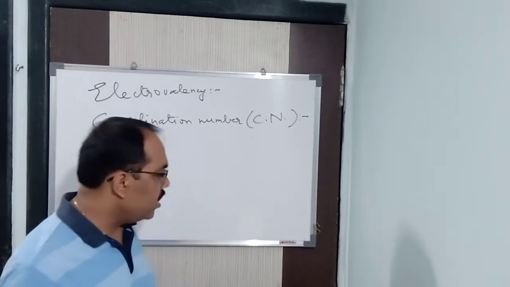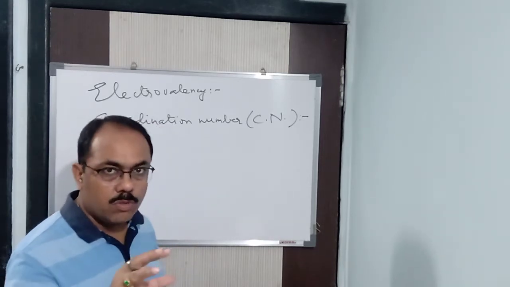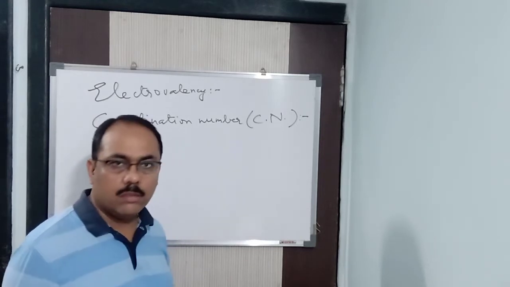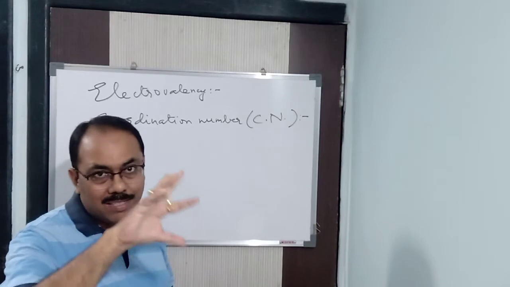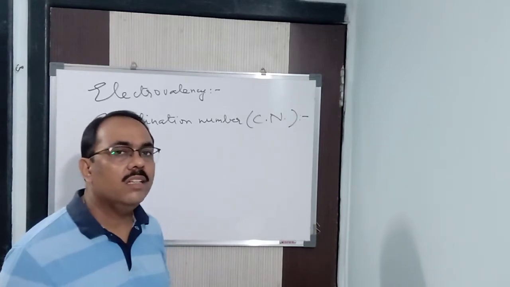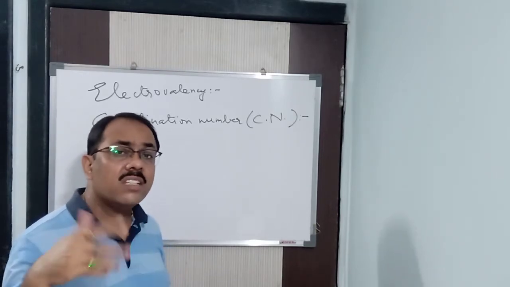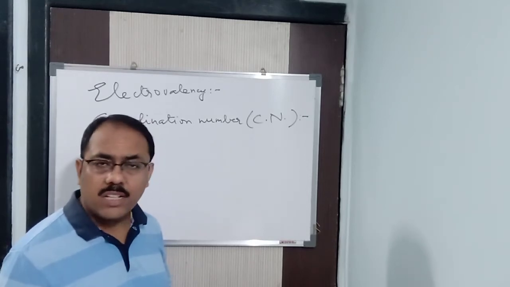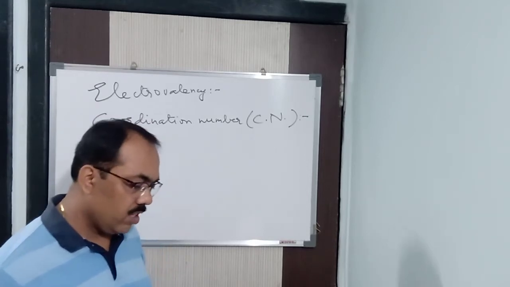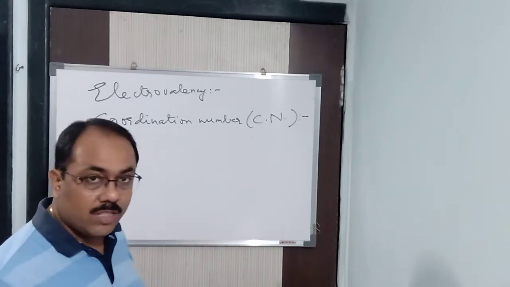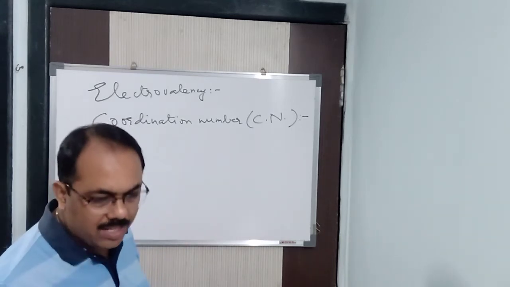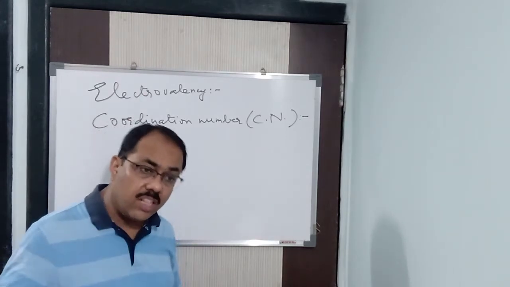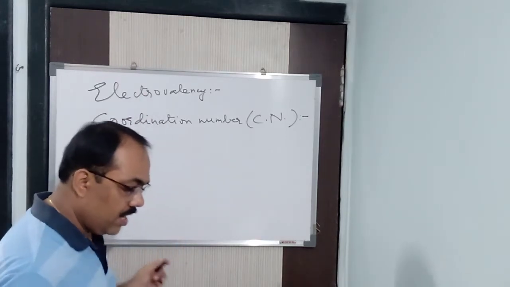Now, next is coordination number. Coordination number means, around a particular ion, how many ions are attached to or surrounding that ion. That is the number of nearest neighbors attached to it. The coordination number of an ion, because I am talking about ionic bonds, is defined as the number of oppositely charged ions present as nearest neighbors.